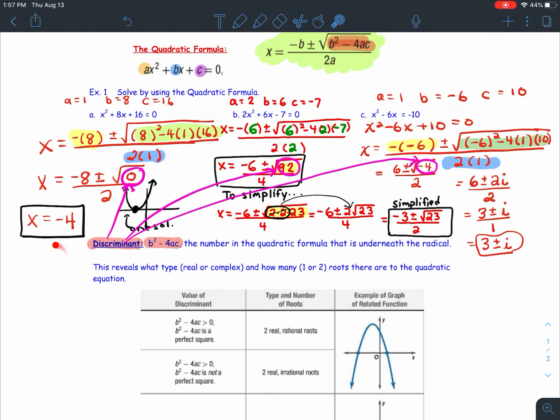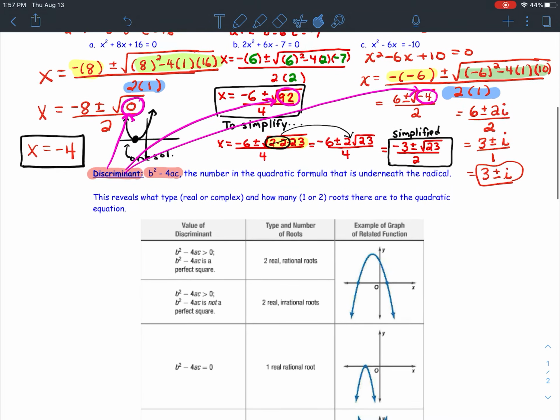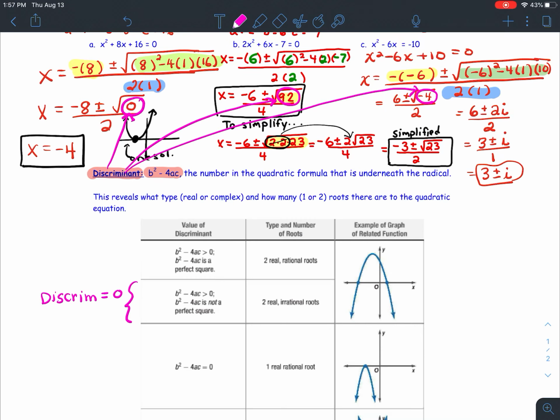Anytime your discriminant is a 0, that is the situation where you're only going to get 1 answer, because when you go through this problem twice and you add a 0 and then go back and subtract a 0, it doesn't produce a second answer that's different than the first one. Okay, so anytime your discriminant is a 0, you're going to get 1 solution, and that 1 solution is going to be a real number.